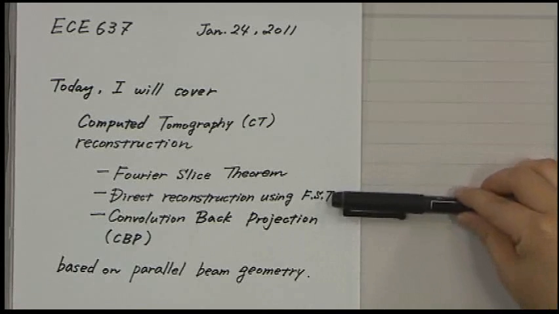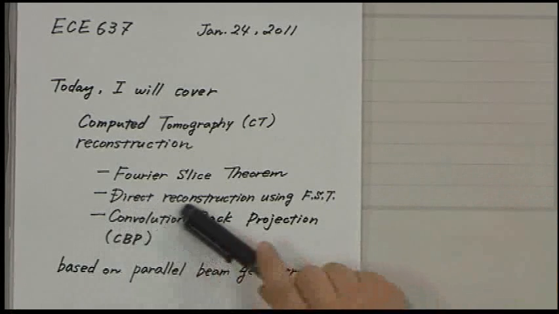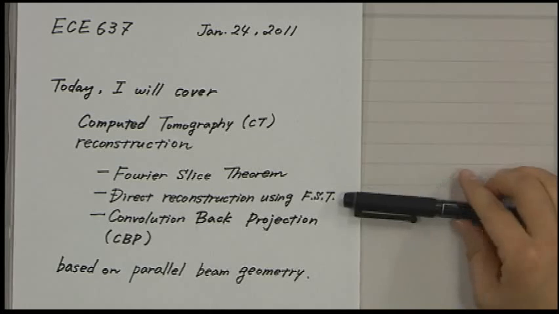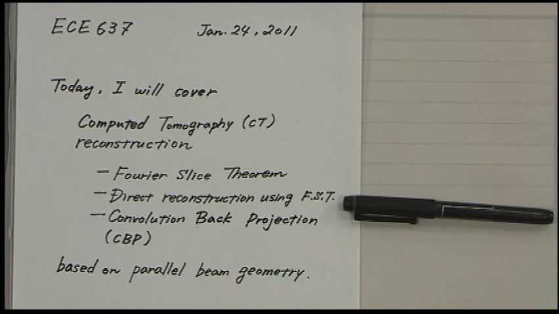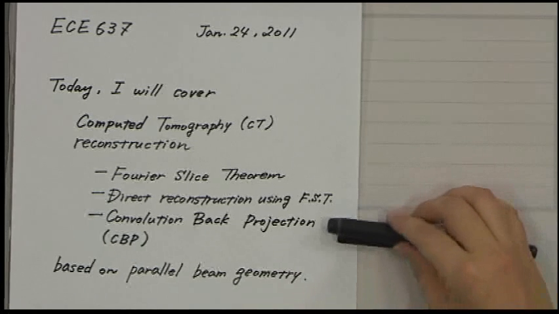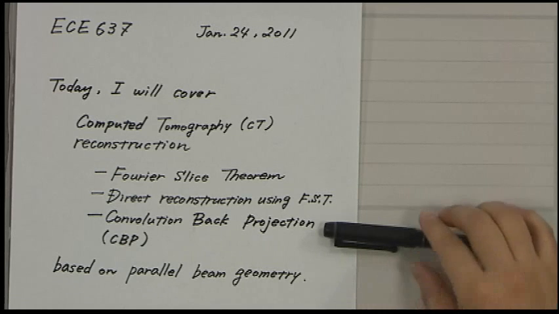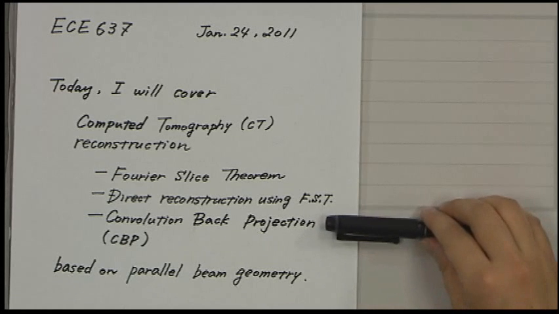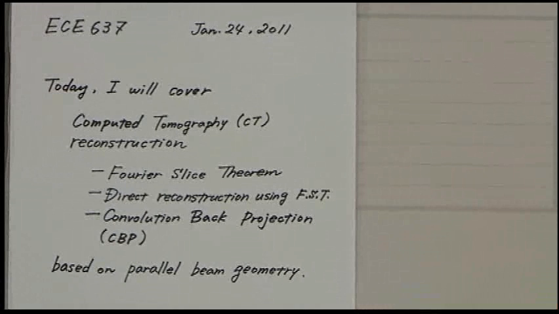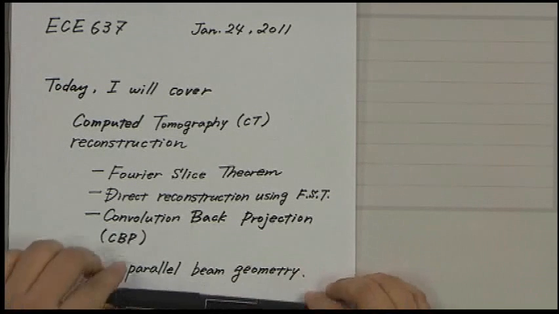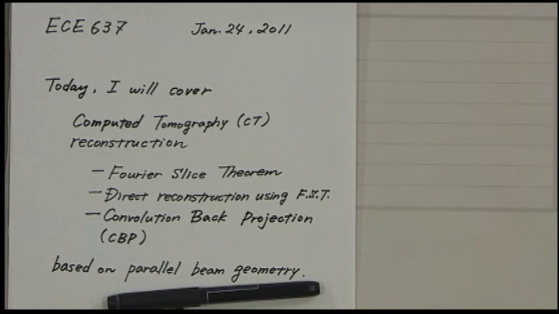And unfortunately, this direct reconstruction using Fourier slice theorem, this is a very beautiful theorem, but it's very hard to implement it in real world. So most of people use this convolution back projection. But I will introduce both of them. And then I just assume the CT geometry is a parallel beam geometry.